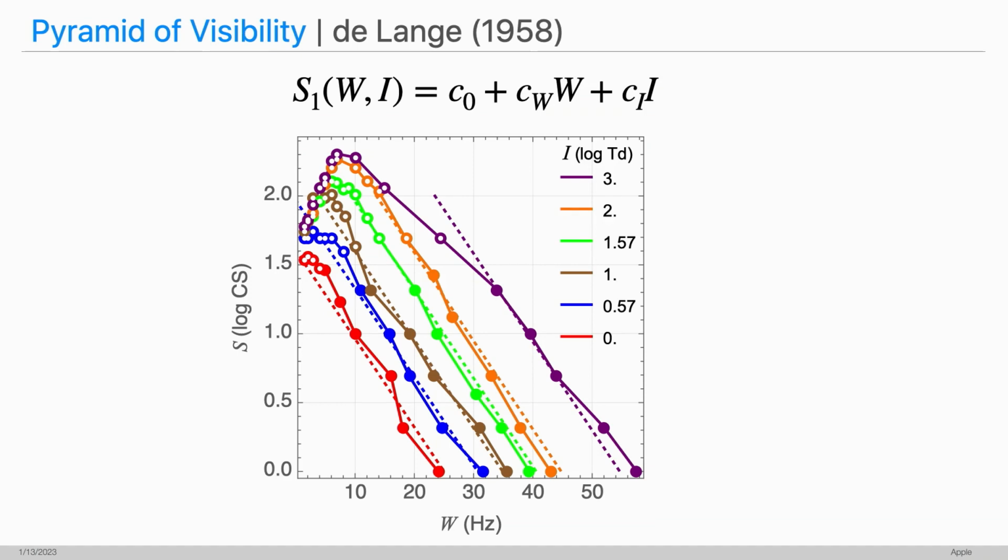So up at the top, you'll see an equation there. That's our first equation. Sensitivity as a function of temporal frequency and retinal illuminance is equal to a constant plus a linear function of the temporal frequency and a linear function of the log retinal illuminance. So that's pretty cool. But let's go one step further.